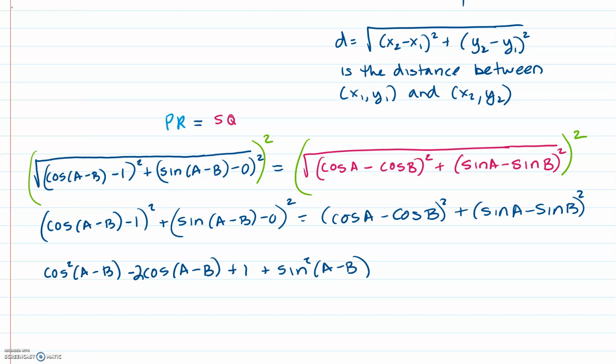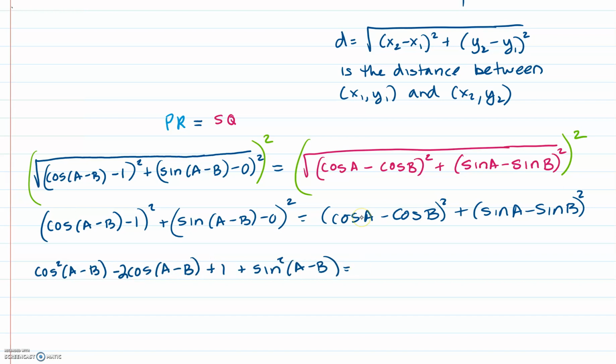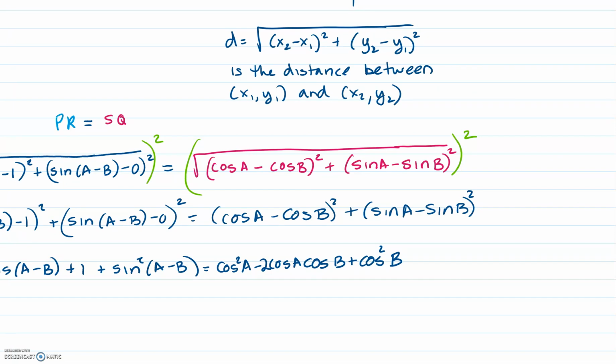The right side. Foiling the right side, we get cosine squared of A, and then we get minus cosine of A times cosine of B. You get 2 of those, plus cosine squared of B. I'm officially running out of room. So let's move to the right just for a moment. Foiling the sine out, I'm going to get sine squared of A minus 2 sine of A sine of B plus sine squared of B.